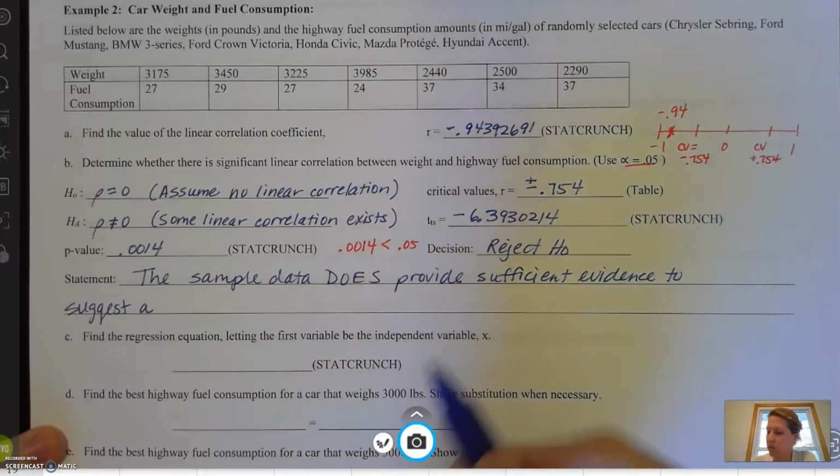linear correlation exists between a car's weight, and we're going to use the units in pounds, and the highway fuel consumption in miles per gallon. And we're going to say at alpha equals 0.05.